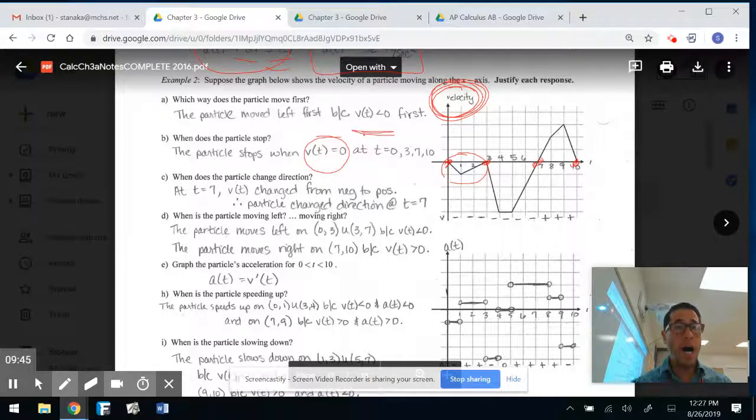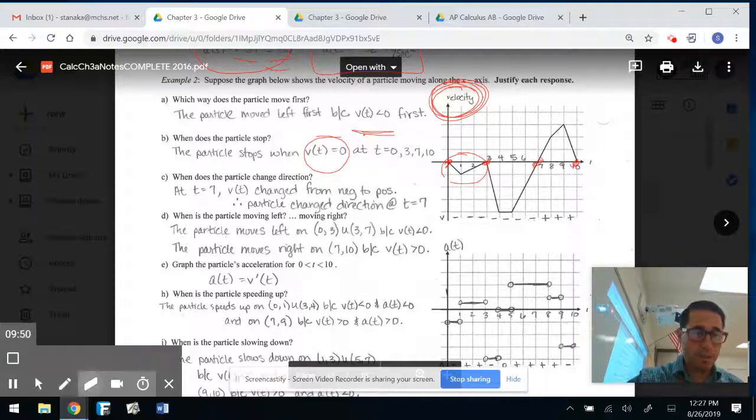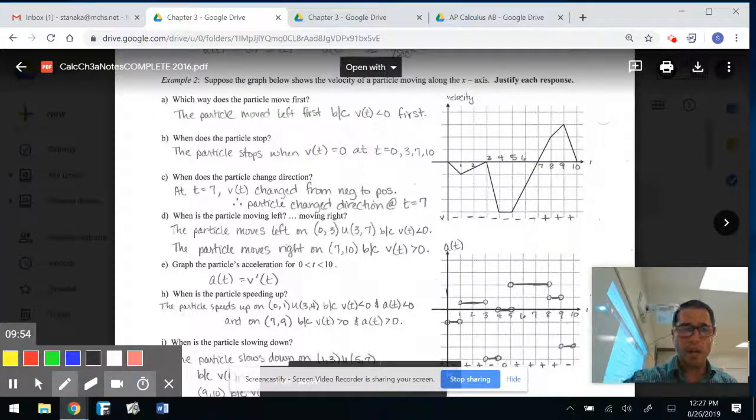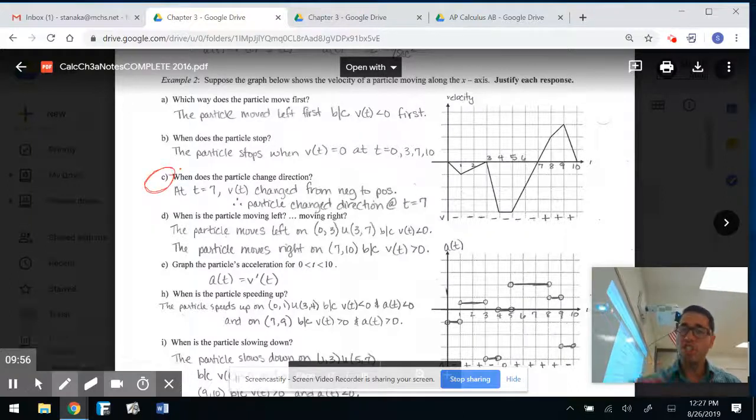All right. When does the particle change direction? Now, a lot of people miss this one, so let me get rid of some writing here. We change direction whenever velocity changes signs. And there's only one time velocity changes sign. It's right there, right, class? It gets back to 0 there, but it doesn't change signs. It stays negative. So we do stop there. But I want to know when my particle changes direction. And it changes direction at t equals 7. Why? Because it changes from negative to positive.